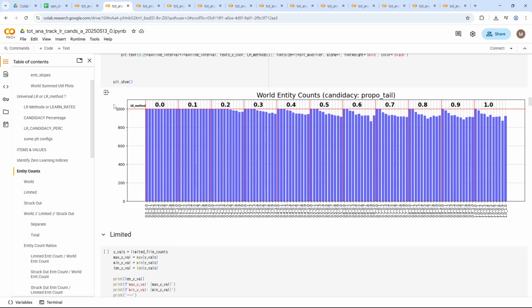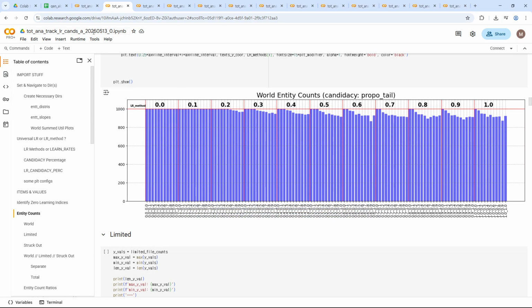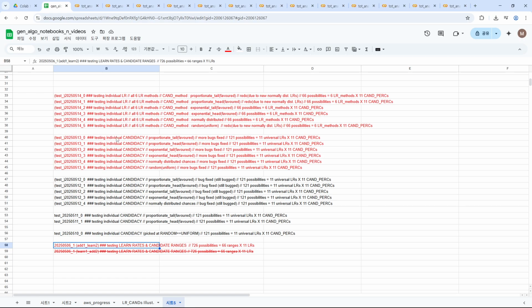So, did I mention what this is about? This is 2025 0513-0, where the candidate method is proportional tail, or proper tail, and then we have the learn rates set to universal, or rather we have 11 fixed universal learn rates.